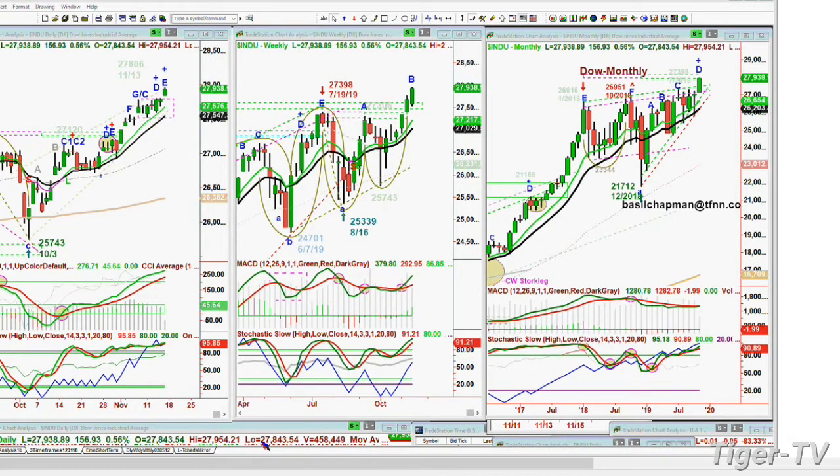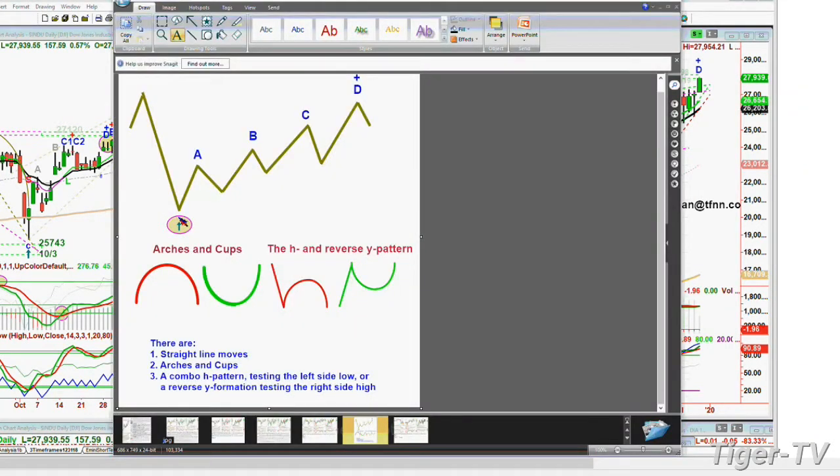Let me just briefly go through this again. In the ChapmanWave technique, we try to identify a low bar that's important and can take you to at least four higher peaks: A, B, C, D. When you get to that fourth highest peak at D, you have some caution, because you could recycle higher, or you could stall and have a deeper correction. You can see this chart in the corner. Sorry, that's the Dow back on September 12th at 27,306.